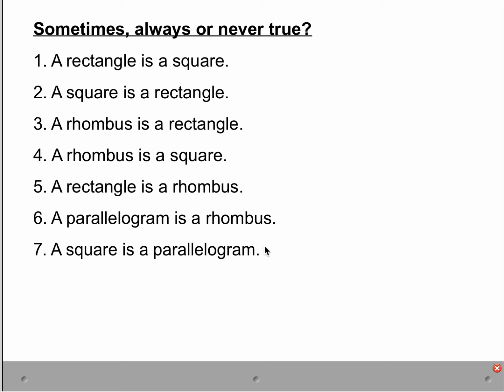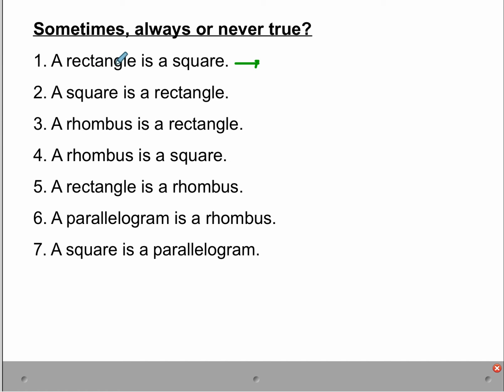Okay, here we go. A rectangle is a square. Here's how you should think through each of these. Is there any case where this is true? Is there any case where this is not true? Here's why. Can I draw a rectangle that is a square? Yes, but will a rectangle always be a square? That, of course, is no. So we've crossed out always for number 1. Number 1 will not always be true.